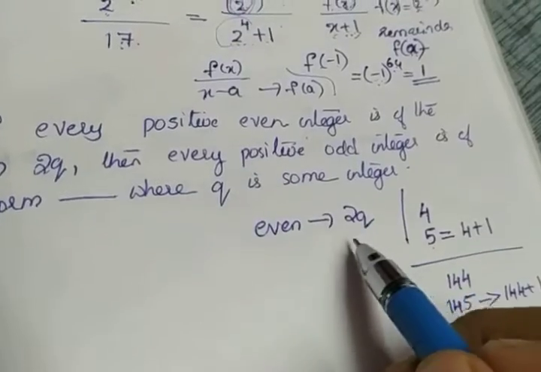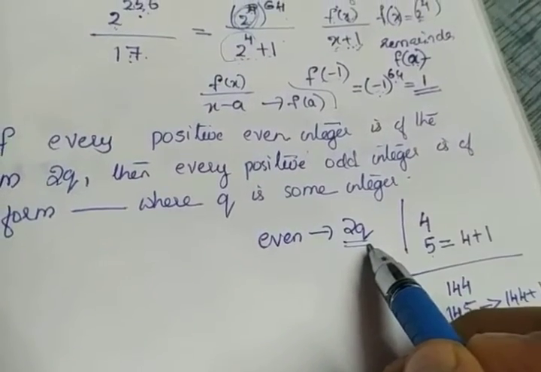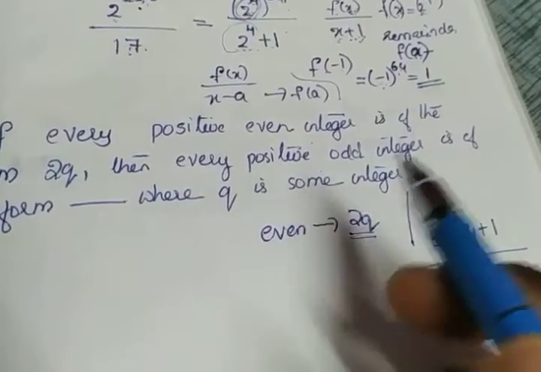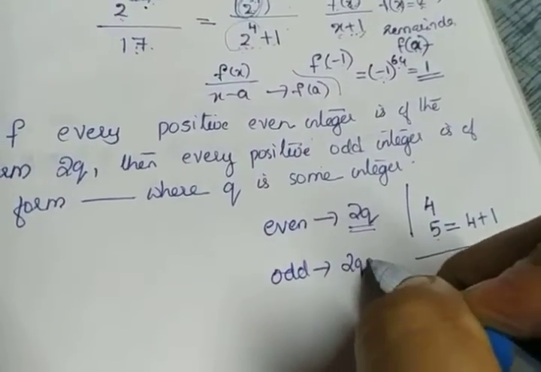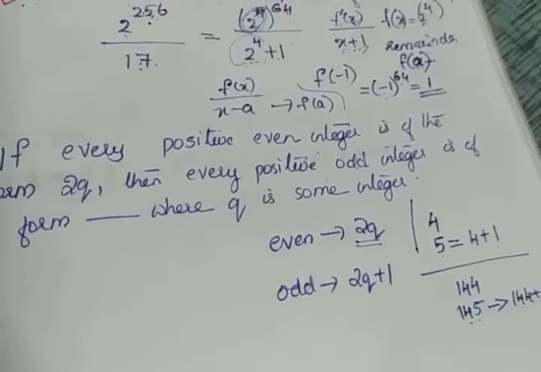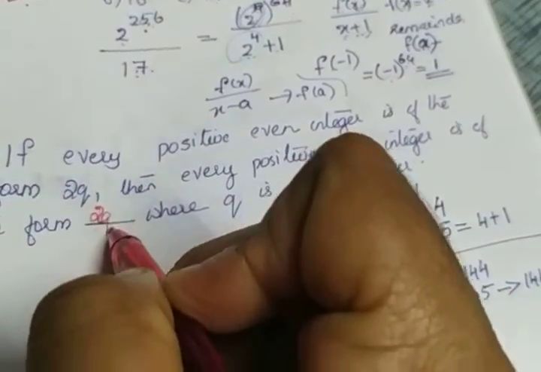So same way, an even integer can be expressed as 2q. So how can we express a positive odd integer? An odd integer can be expressed as 2q plus 1. Okay, so the answer is 2q plus 1.